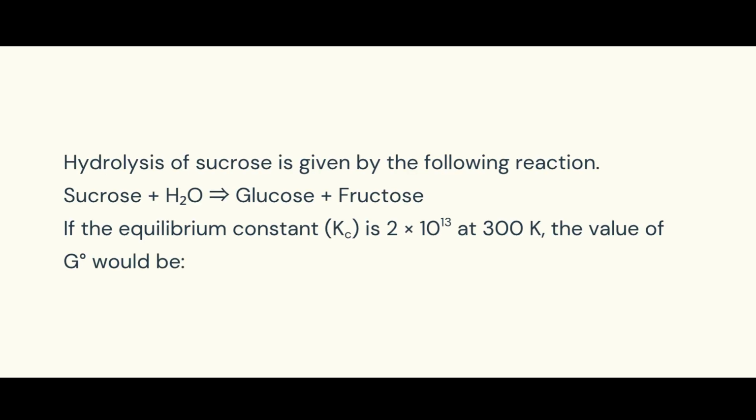Let's test this with an example. We are given the hydrolysis of sucrose. Sucrose plus water gives glucose and fructose. The equilibrium constant is equal to 2 multiplied by 10 raised to the power 13 at a temperature of 300 Kelvin. We are asked to calculate the standard Gibbs free energy change at 300 Kelvin.